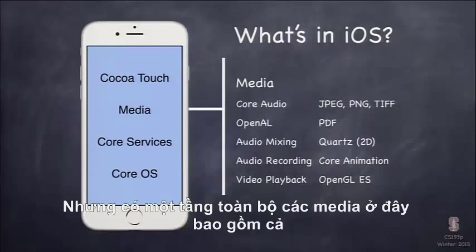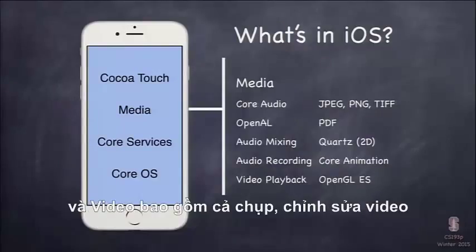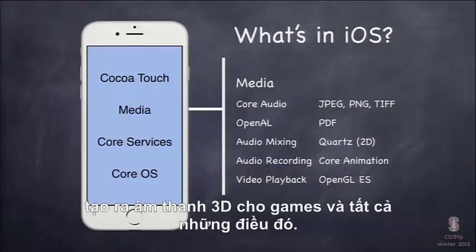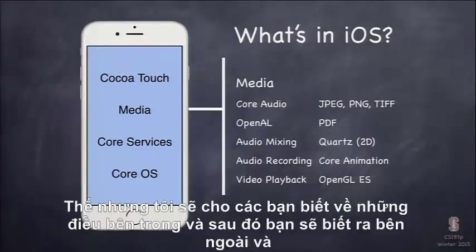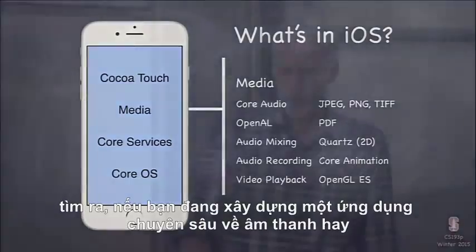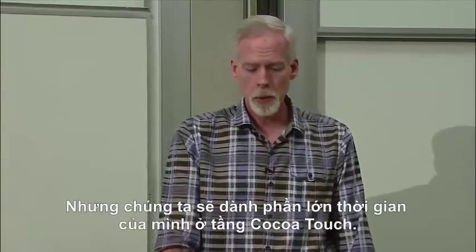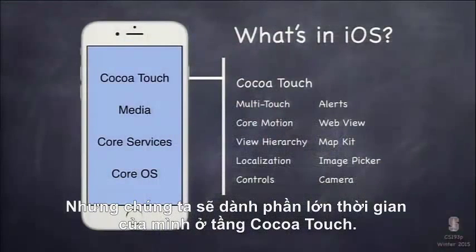But there's a whole media layer here, both for static images, JPEG and things like that, and video, both capturing video, editing video, all that. Incredible audio frameworks on this device for doing 3D audio, for games and all that. Unfortunately, I get to very little of this layer. I'll try to let you know that it's in there, and then you'll know to go out and seek it out if you're building a very audio-intensive app or a video-intensive app. But we'll spend the vast majority of our time at the Cocoa Touch layer.